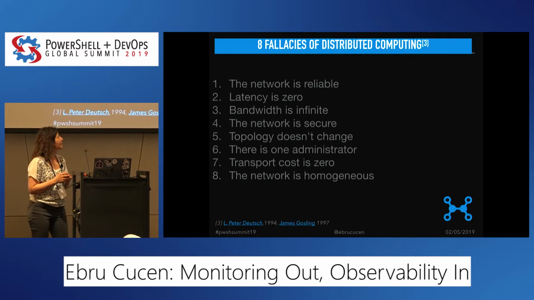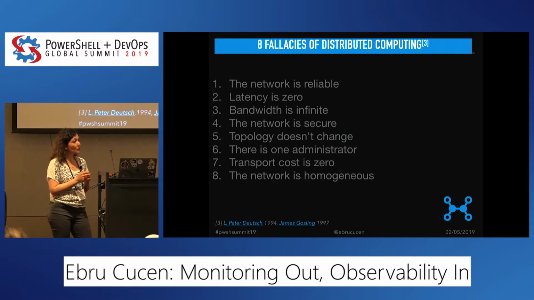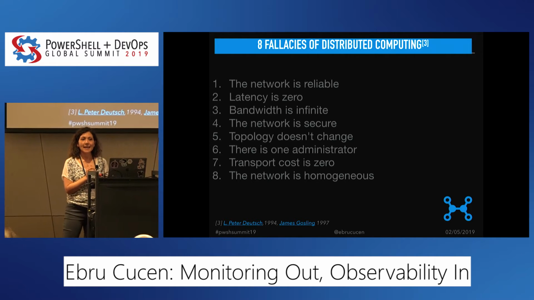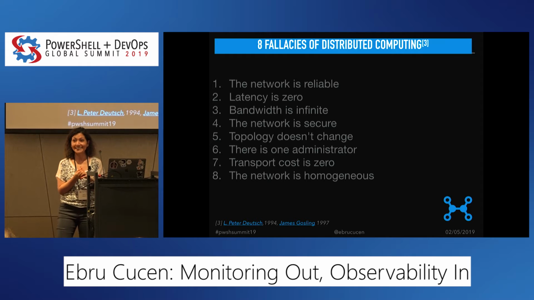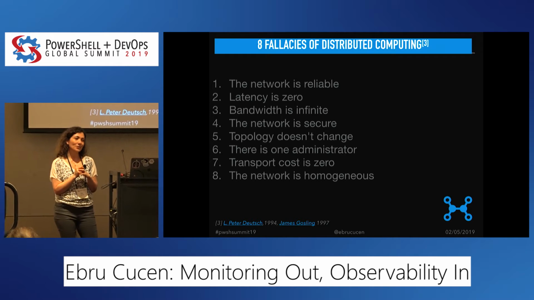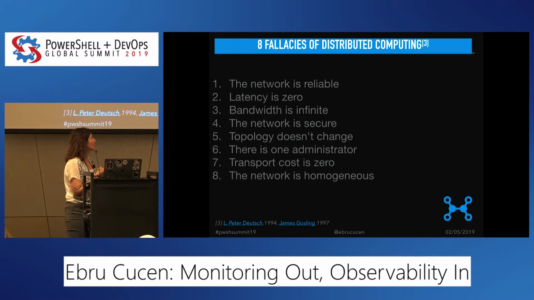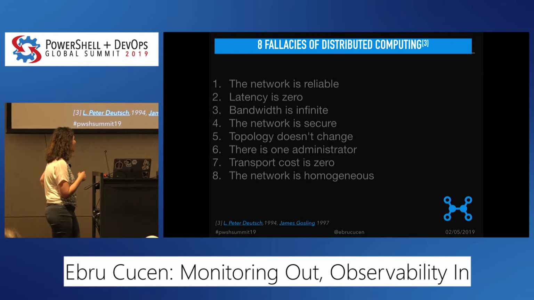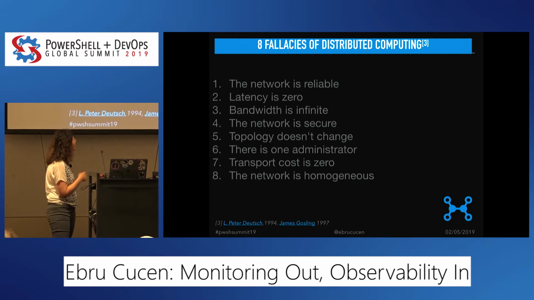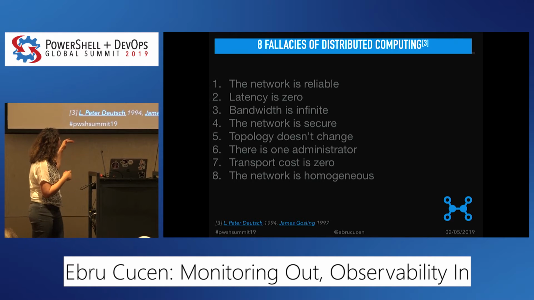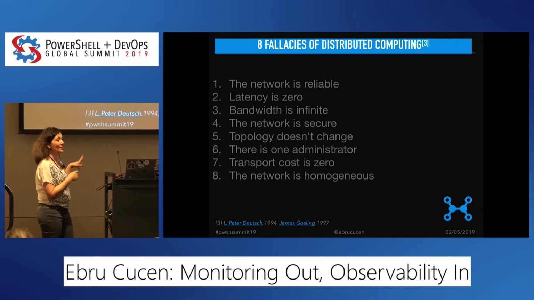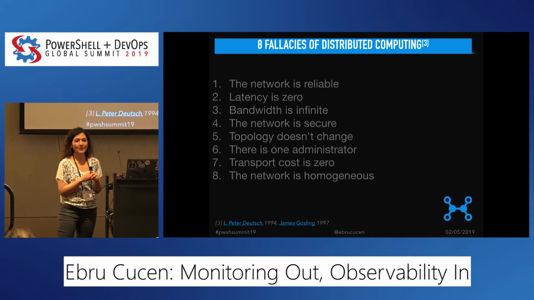And these are the policies of distributed computing. In 1994, the first seven were written, about 25 years back, by Peter Deutsch and others. James Gosling, if you know, the father of Java, added the last one, the eighth, so there are eight policies of distributed computing.